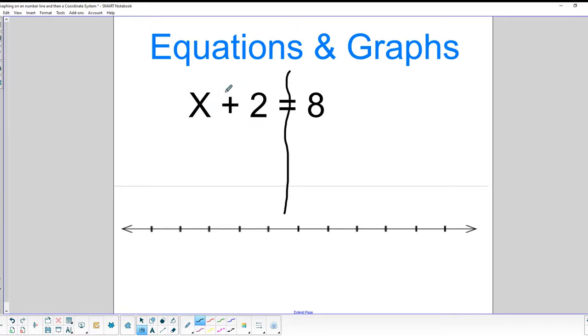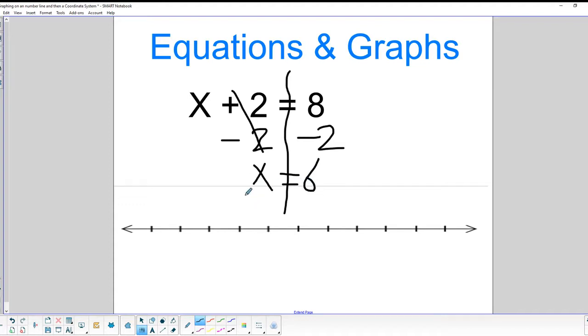In order to get x by itself on one side of the equal sign, I need to subtract 2 from both sides. When I do that, this cancels off the left side, leaving me with just the x, then the equal sign, and then 8 minus 2 is 6.